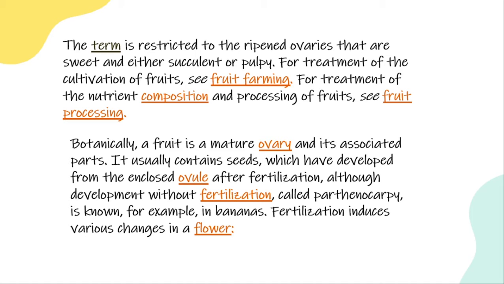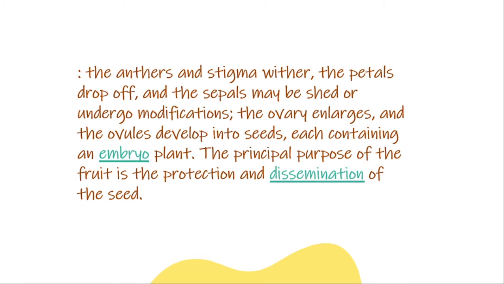Botanically, a fruit is a mature ovary and its associated parts. It usually contains seeds which have developed from the enclosed ovule after fertilization. Although development without fertilization, called parthenocarpy, is known, for example, in bananas. So fertilization induces various changes in the flower.